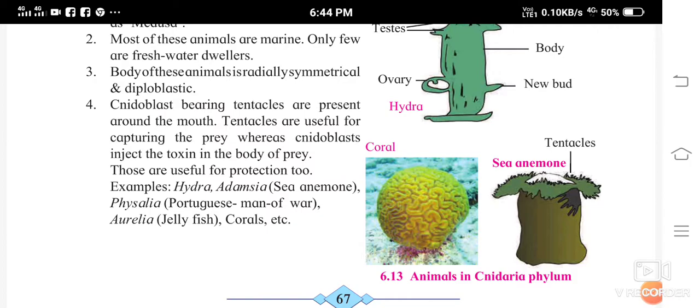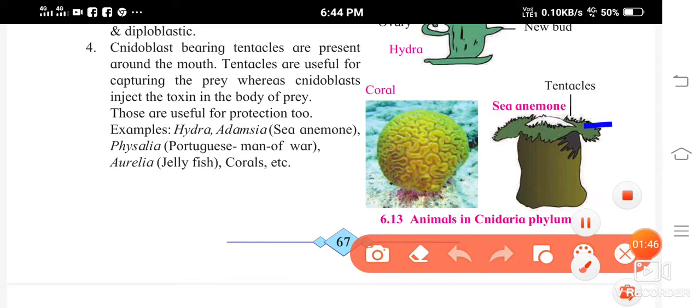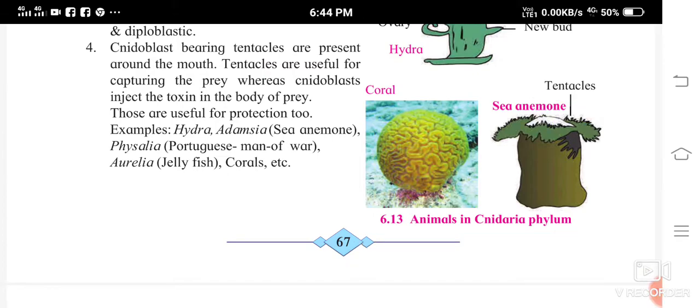You can see the tentacles in sea anemone, isn't it? These are the tentacles. This is the mouth. So near the mouth, tentacles are present. Tentacles are useful for capturing the prey, whereas cnidoblasts inject the toxin into the body of the prey.